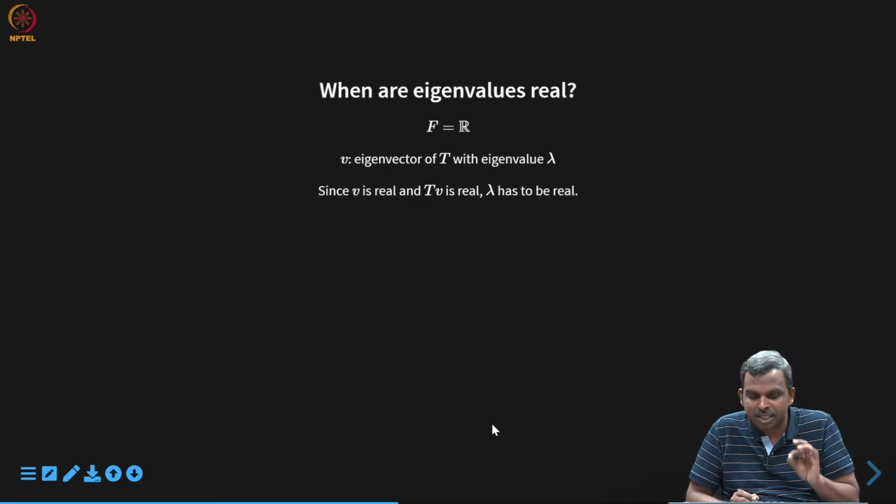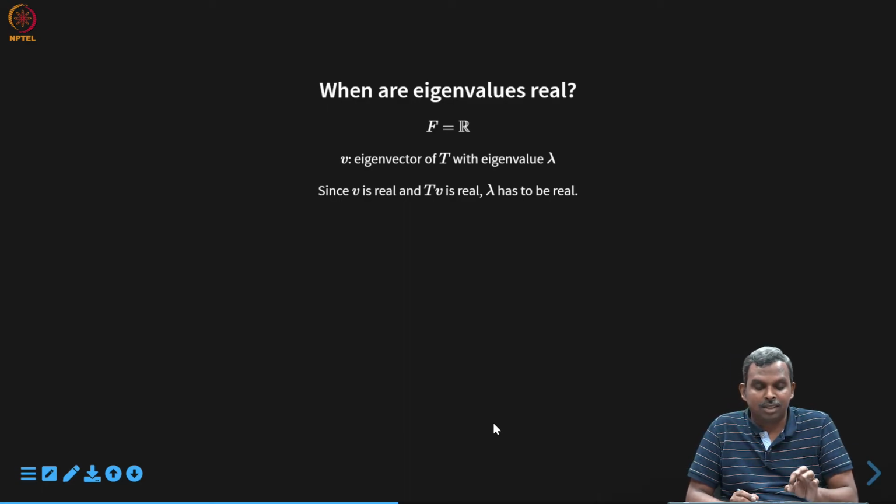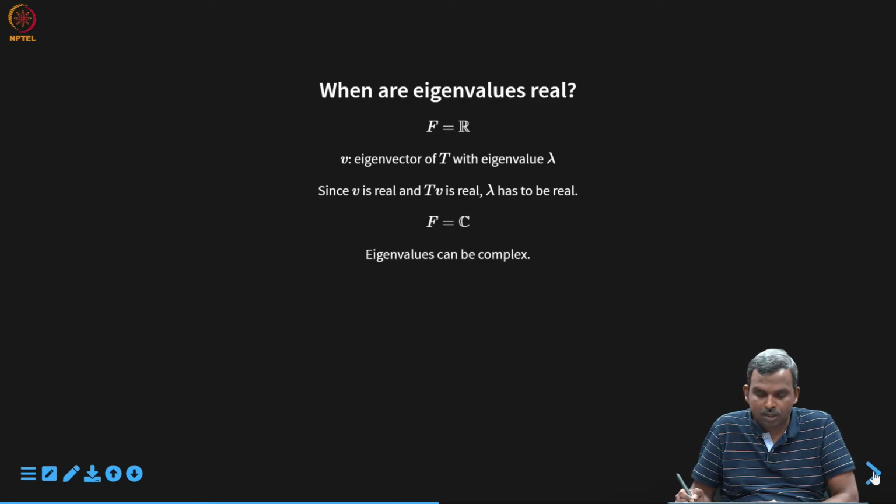If the field is real and you say V is an eigenvector of T with eigenvalue lambda, clearly V has to be real, right? So the eigenvector itself has to be real. So TV is real, V is real, so lambda has to be real. So when you're talking about real spaces, eigenvalues are always real. So there's no problem there. That's not so difficult to look at.